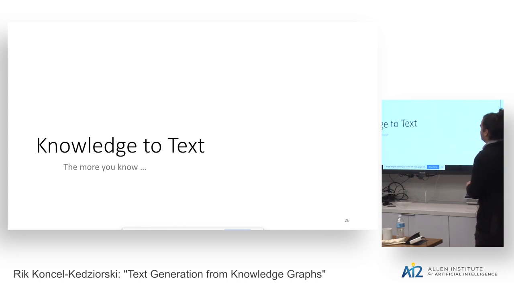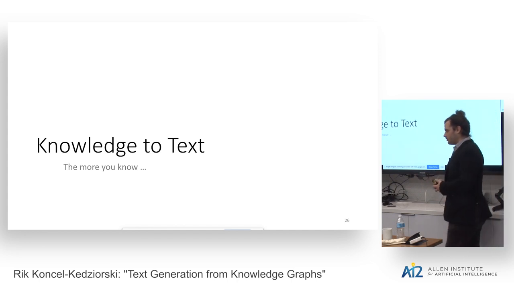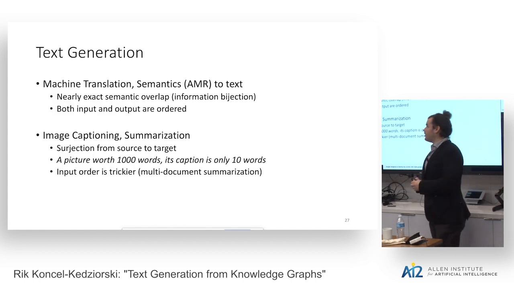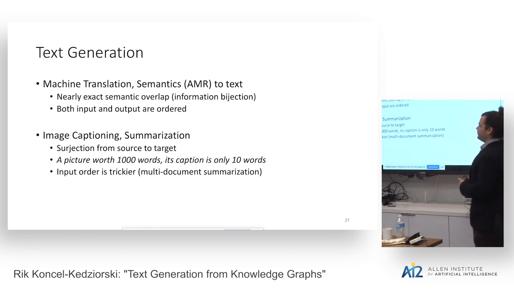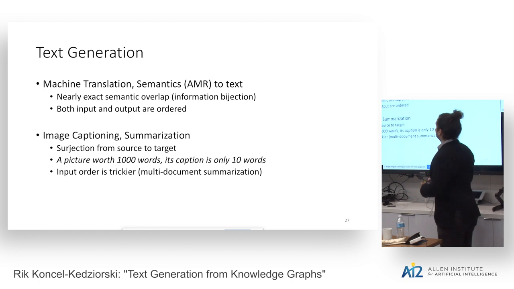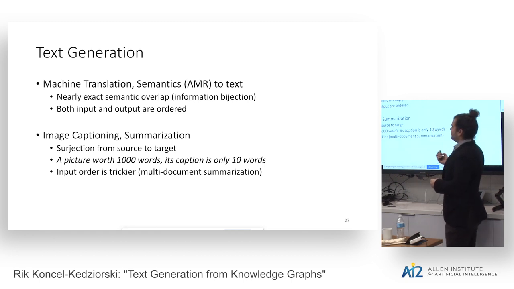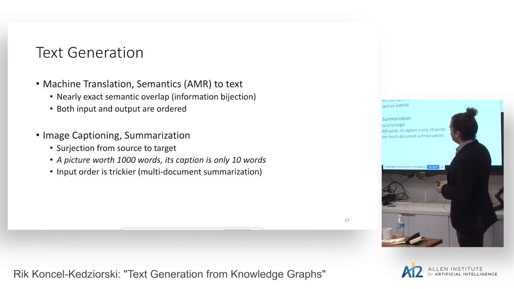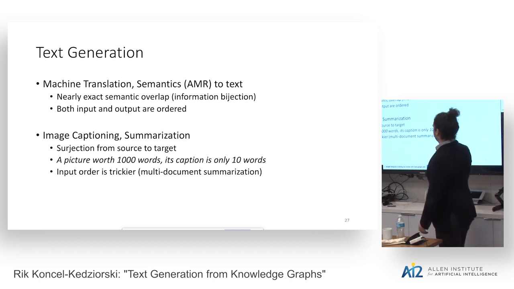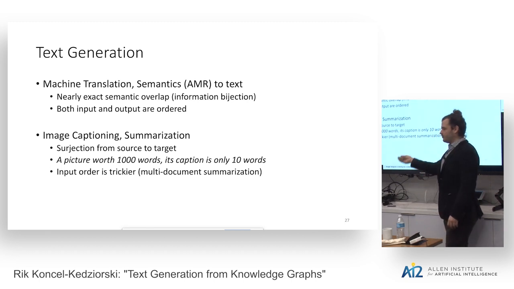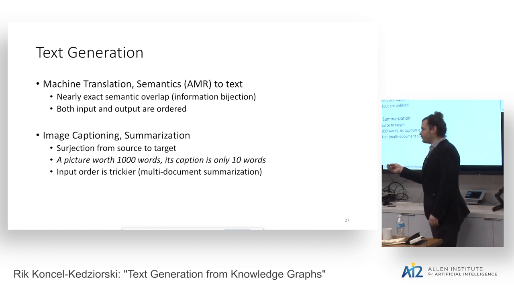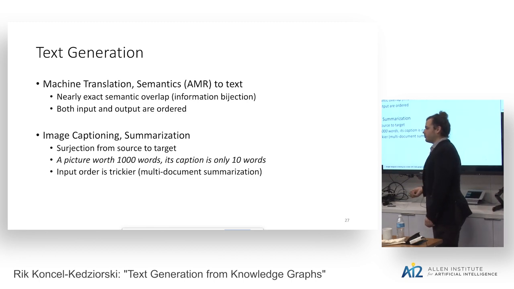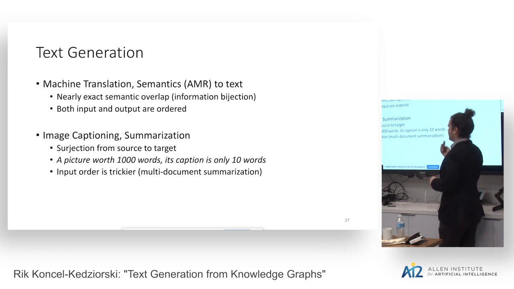Great. So now I'll describe how we incorporate this encoder into a knowledge-to-text system. Text generation is an interesting and difficult task, and it can be more or less difficult depending on what you're trying to generate. In a very straightforward case, we have machine translation or generating from semantics. What's nice about this problem is that you have almost a bijection of information between the source and the target. So a lot of information overlap in this problem. And also you have ordering of both components. Your input and your output is ordered, and that's why you can build seq-to-seq models for these kinds of tasks.